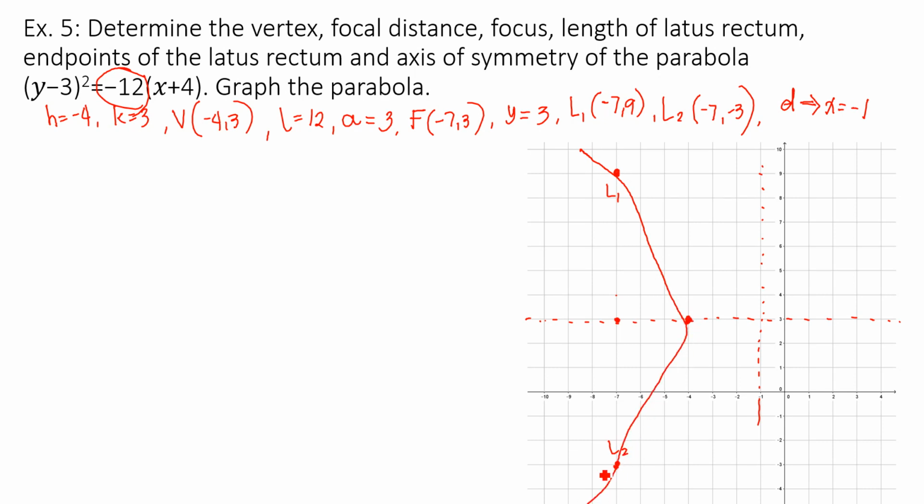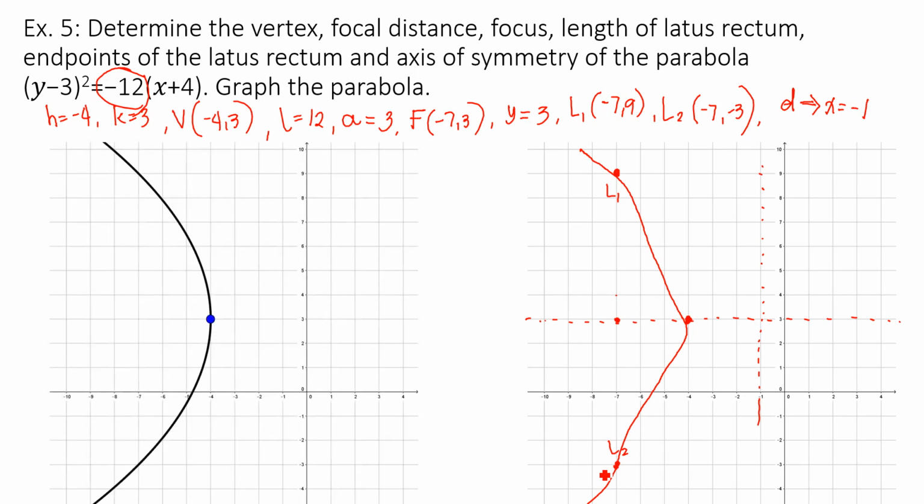Okay, let's try to compare. The vertex is at -4, 3. That's correct. And then it should pass through the point -7, 9. That's correct. And then we have -7, -3. So in other words, our sketch of the graph is correct with the correct information given.